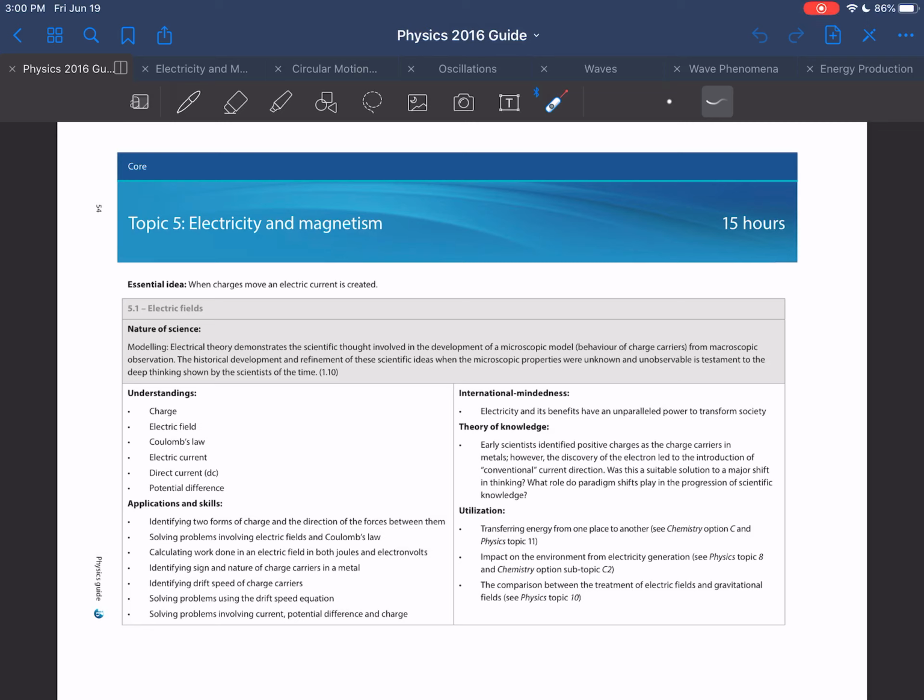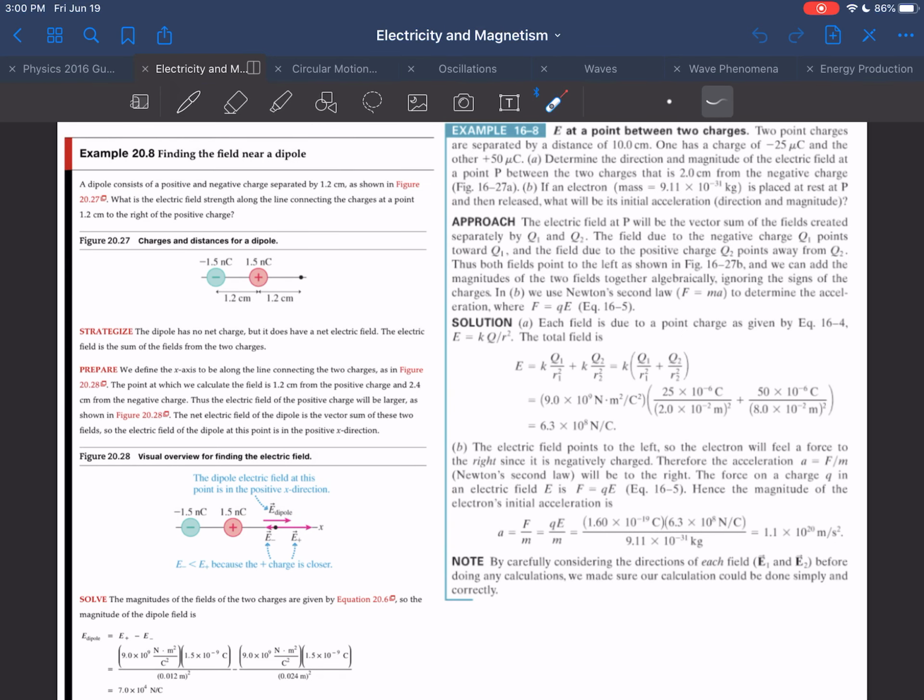Hello everyone! In this video we will continue to examine topic 5.1, electric fields. And in particular we will take a look at calculating the electric field from more than one charge and a few example problems. The first example problem I'm going to discuss is example 20.8, finding the field near a dipole. So this is our charge distribution, and we're asked for the field at this point.